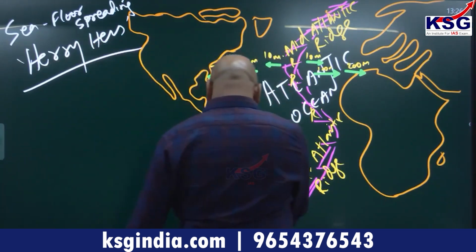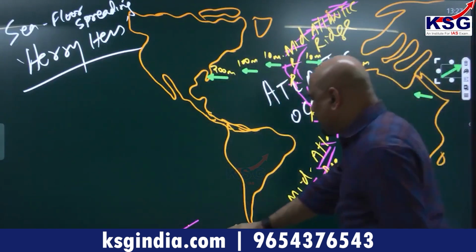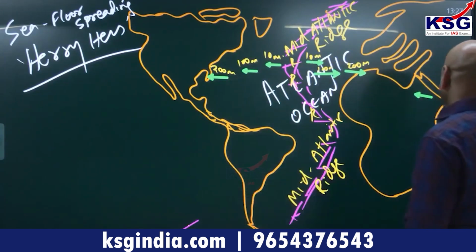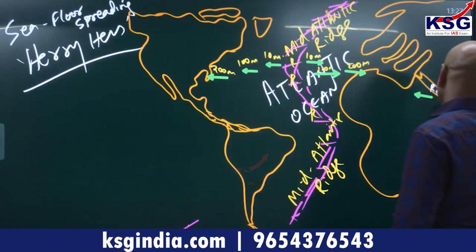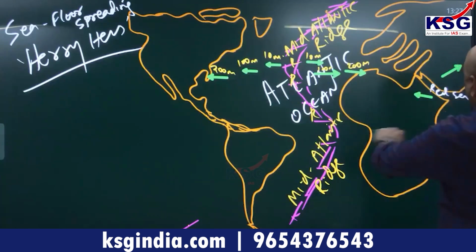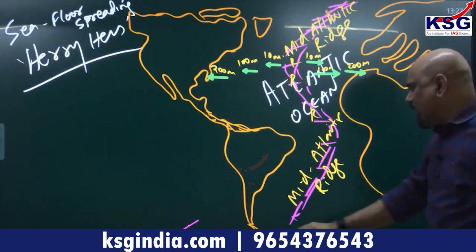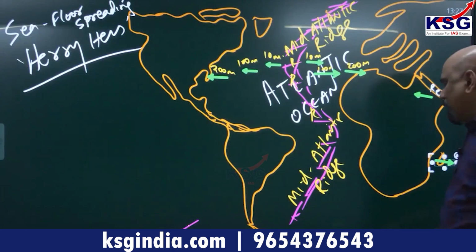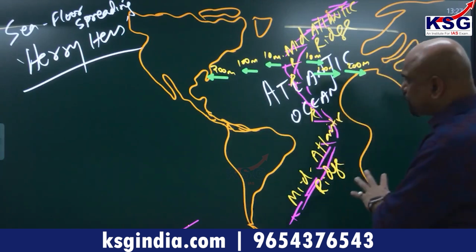Now see here, you can see these regions. What is happening in the Red Sea? This is the Red Sea region. I said Red Sea as if somebody has opened it up very forcefully, somebody has done it like this. Here there is a tensional force.